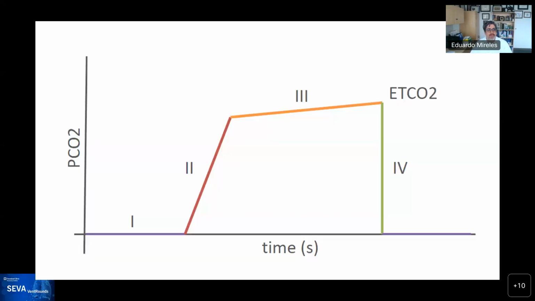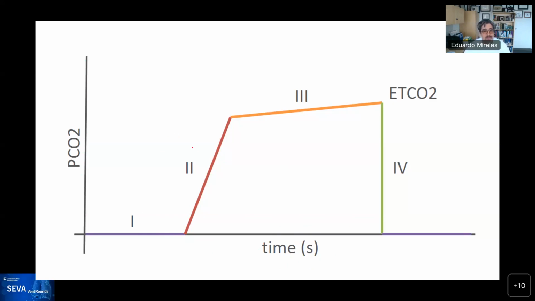So all good. As every time that we start one of our SEVA VentRounds, we have some SEVA basic knowledge that will be important for all of us. What you have here is a graph. This is a capnogram, and one thing to recognize is that on the y-axis you have the pressure of CO2, and on the x-axis you have time. When you're doing volumetric capnography, then instead of time you have volume. But today we're talking about the capnogram in itself.